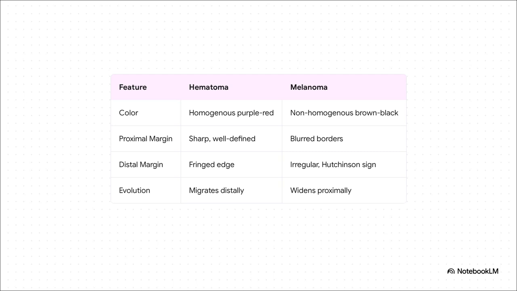Once you put the dermatoscope on it, the clues really start to become clearer. A hematoma is typically homogeneous in color, with a nice, sharp proximal border. And crucially, it migrates distally as the nail grows out. Melanoma, on the other hand, often shows non-homogeneous color, it's got blurred borders, and it tends to widen over time, especially proximally. You see, by consistently starting with anatomy, we can bring this level of clarity to all of our nail cases. The nail isn't just showing you a problem, it's telling you a story. Our job is just to learn its language.